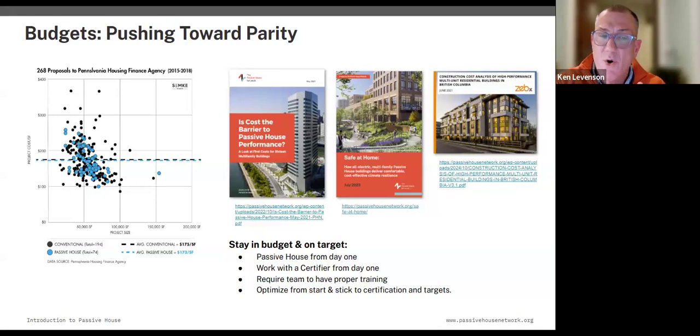So on the left is a graph showing affordable housing in multifamily housing in Pennsylvania over a few years. They studied this, and the conventional buildings are the black dots, the passive houses are the blue dots. We have the size of the building along the bottom and the cost per square foot. Now, I know this is a number of years ago, and this is in Pennsylvania, and the dollar per square foot is ridiculous. Just keep that in perspective. We understand that nobody's building for that amount of money. It's the comparison between the two.